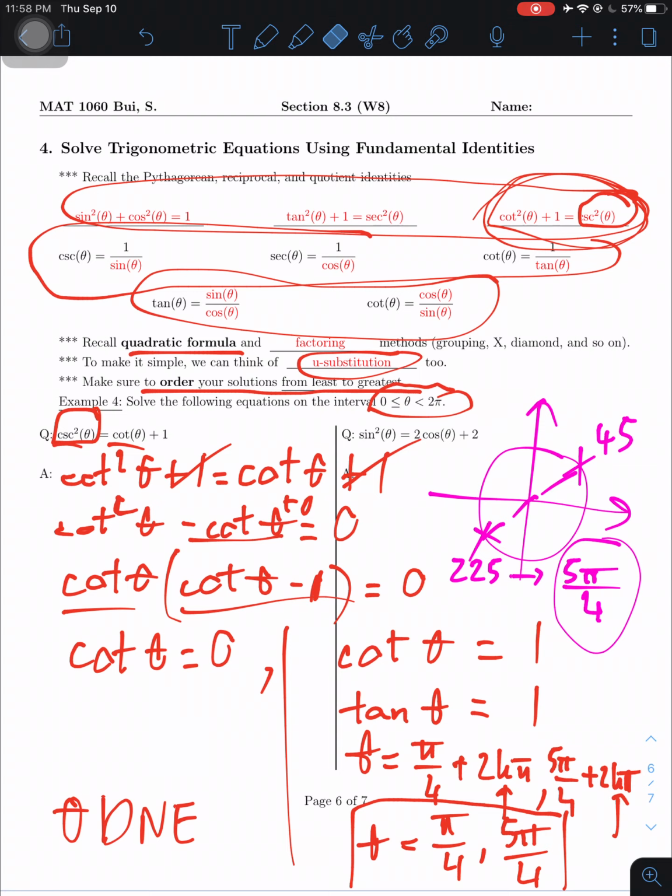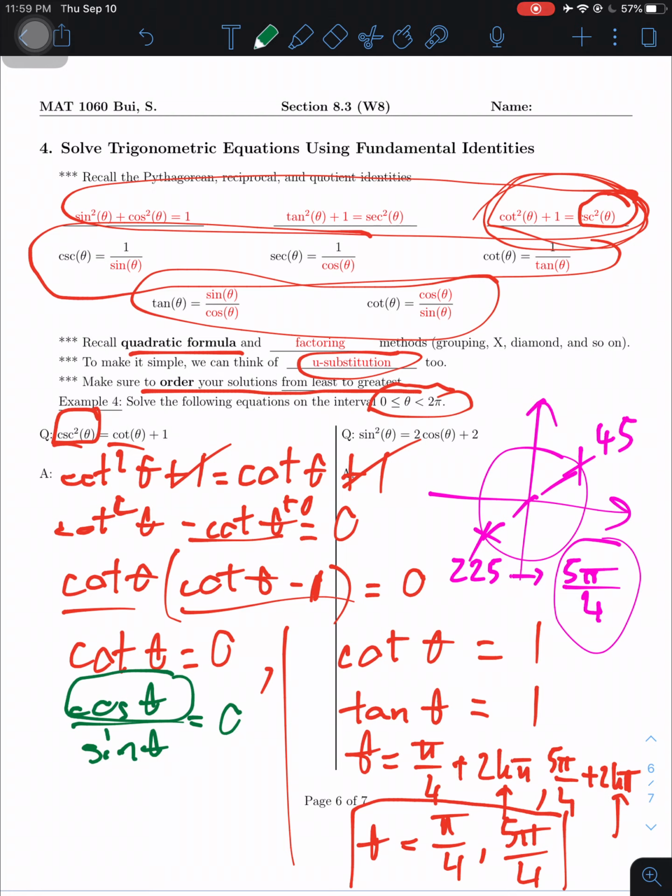Because this approach doesn't give us any value for theta, instead we're gonna use the quotient identity for cotangent, which tells us that cotangent equals cosine divided by sine, right? And on the right hand side we got a 0 here. Notice that 0 equals 0 divided by whatever would give you a 0. So as long as the top part is 0, the bottom part doesn't matter what it is anymore. It can be 1, 2, 3, 4, 5, whatever, because 0 divided by anything would be 0. So we're gonna have cosine of theta equal to 0 here.